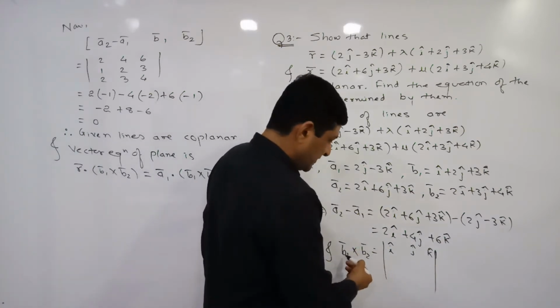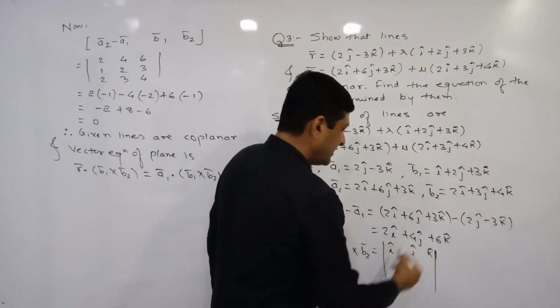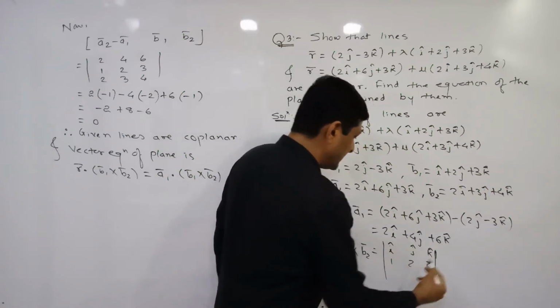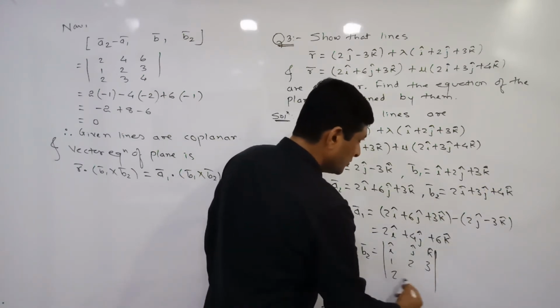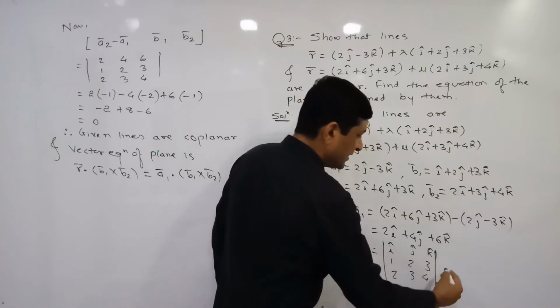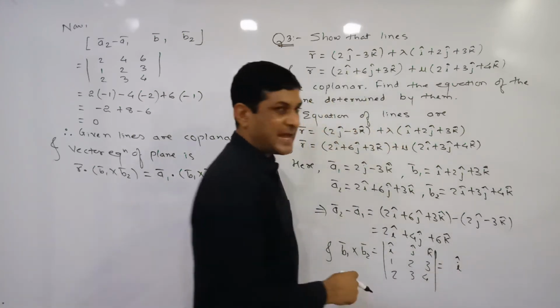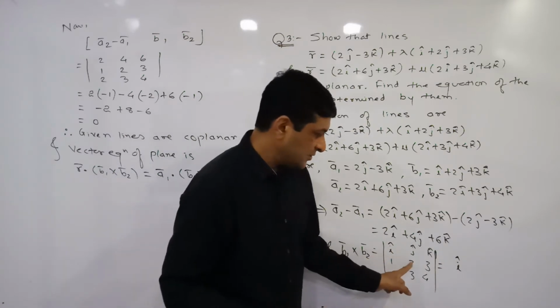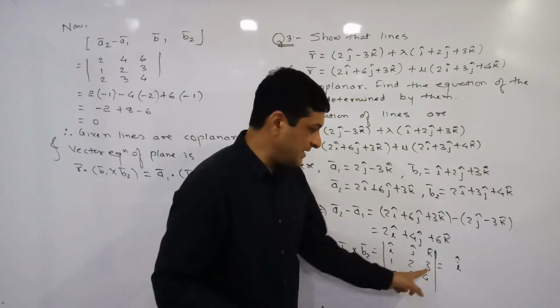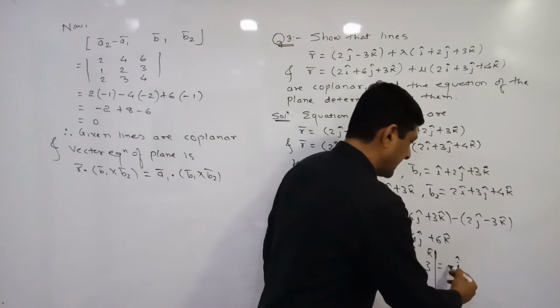So what are the coefficients in B1 bar? 1, 2, 3. In B2 bar, 2, 3, 4. So first we are trying to find the coefficient of i cap. So delete this column. 8 minus 9 will be equal to minus 1.